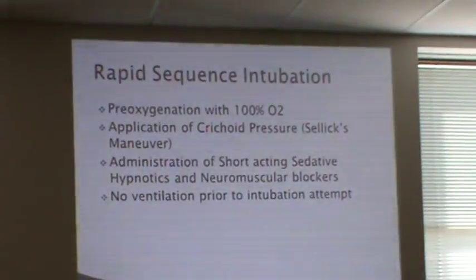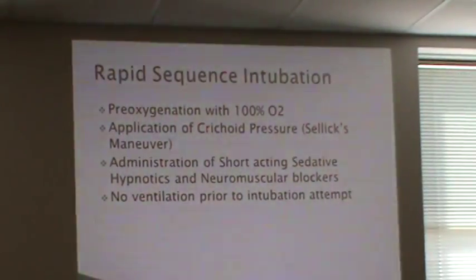When we talk about rapid sequence intubation, always pre-oxygenate when you can, 100% oxygen. Utilize your cricoid pressure, have somebody holding that and not releasing that until after the tube is in place and you have confirmed its position.